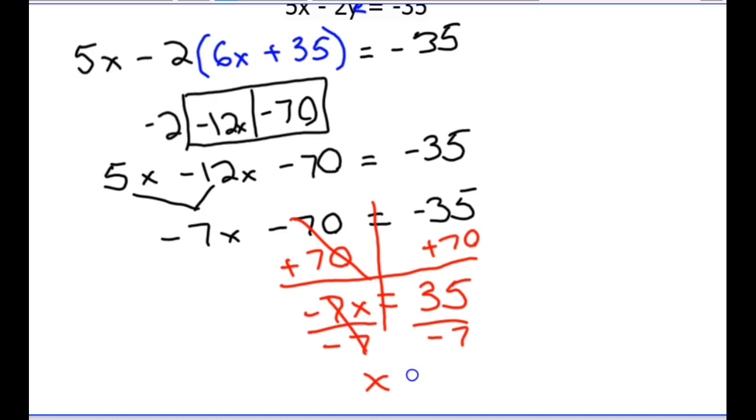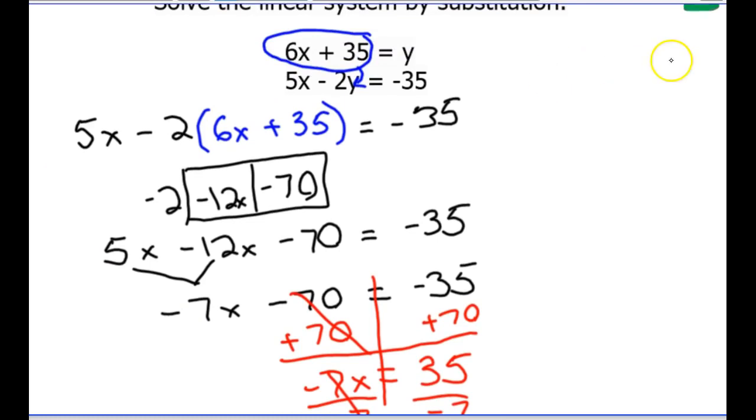And we get x equals 35 divided by -7. That's a -5. So x equals -5. Now remember, we're still looking for an answer in xy form. So we know our x, we just found that. We said that was -5. We don't know our y yet though.